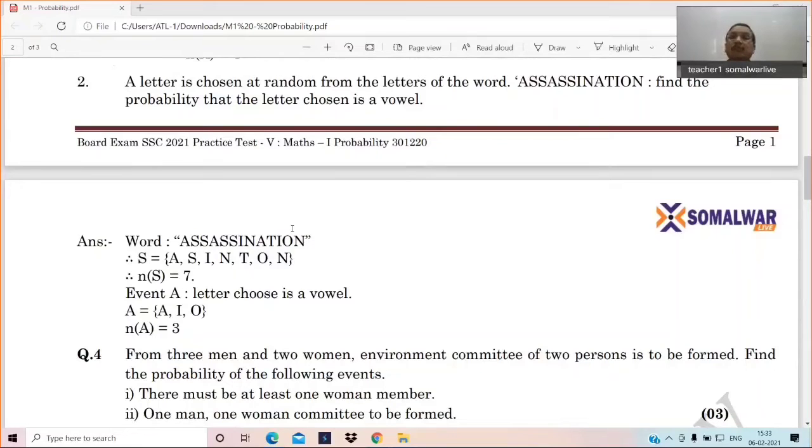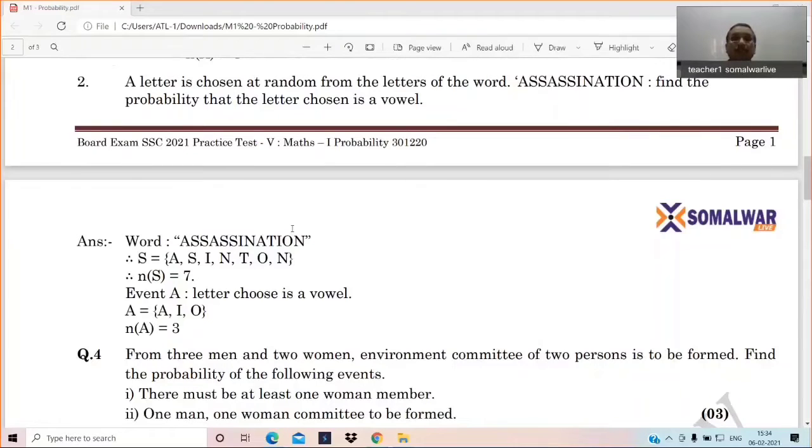So total number of sample points in the event A are 3. And now to get the probability, it is n of A upon n of S, and n of A upon n of S is equal to 3 by 7. So that is not given here, but you can understand and you have to write it. P of A you have to find according to the question.